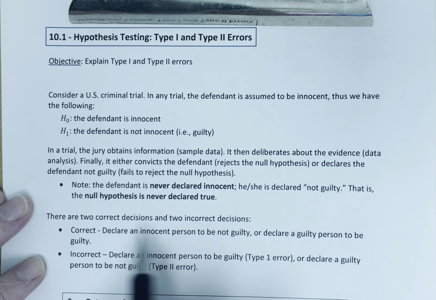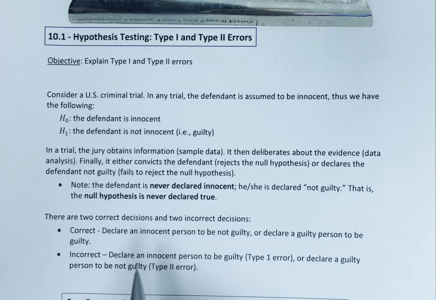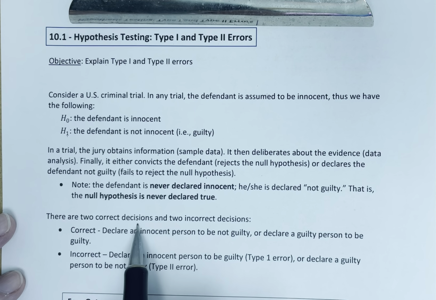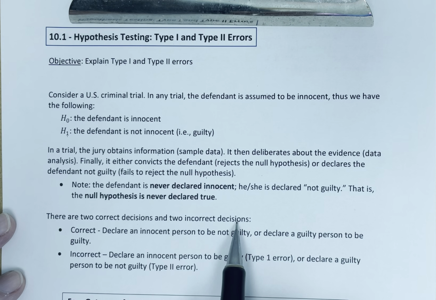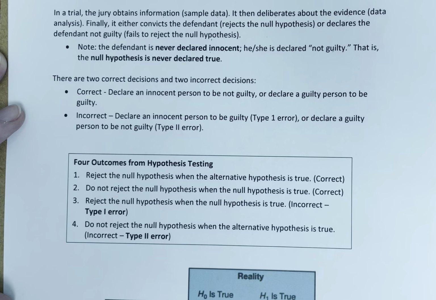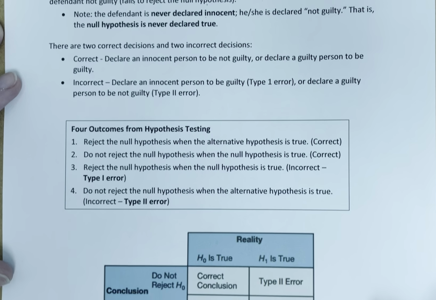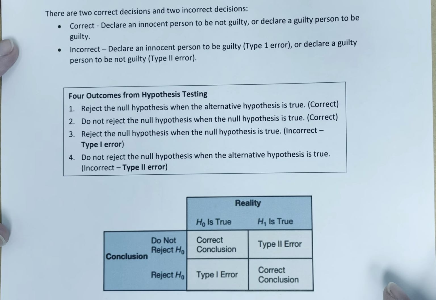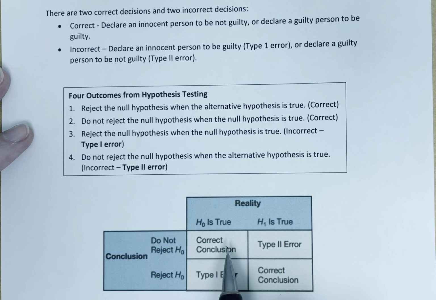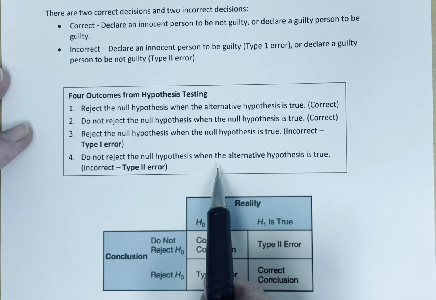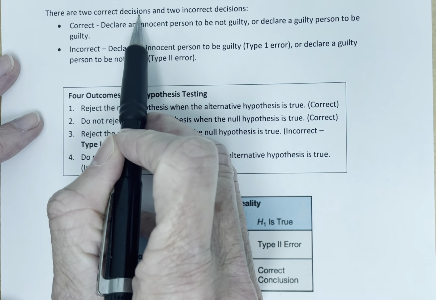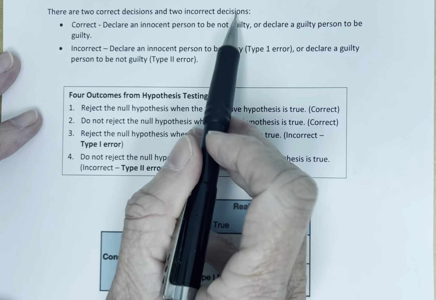Okay, so when you deal with a trial, there are two correct decisions and two incorrect decisions. There are four possibilities, and we'll take a look at that. We have a chart down here. I'll come on down a bit further. You can see the chart. We have four possibilities, 1, 2, 3, 4. Let's take a look at them. They're also listed here. So there are two correct decisions and two incorrect decisions.